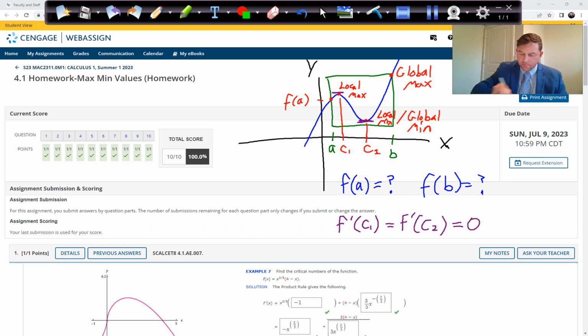Those are both 0. So what we're generally going to do is take the equation, find its derivative, set it equal to 0, find any C's, C1, C2, C3, and then we're going to plug those back into the original equation to find these max and mins. And then we always check the endpoints, A and B. Okay, so that's the idea. So let's take a look.